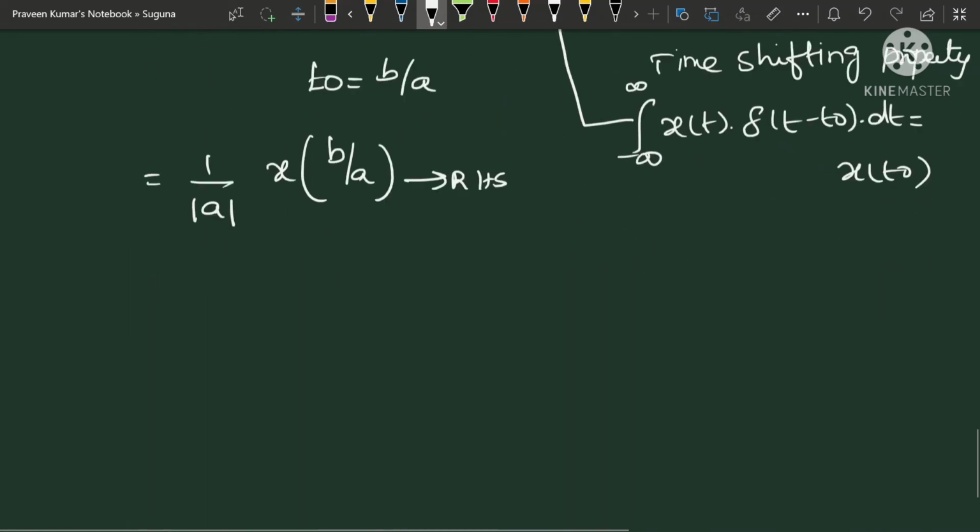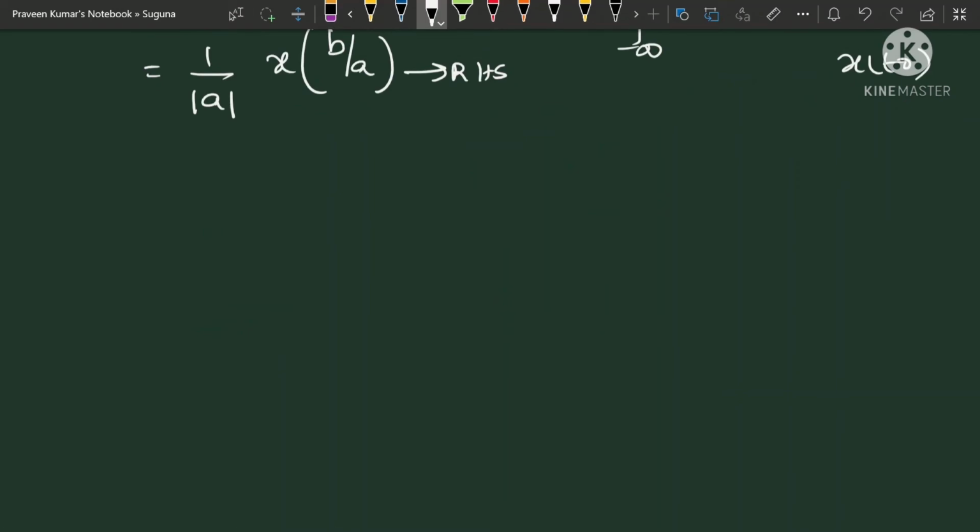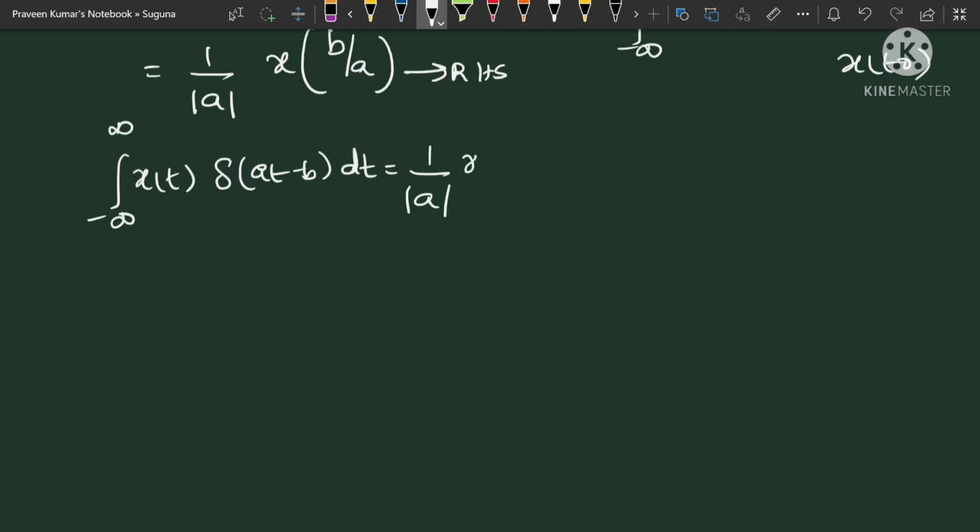So what is our expression? Integration from minus infinity to plus infinity of x of t delta of at minus b dt is equal to 1 by modulus of a times x of b by a, right? Hence proved. Let us take an example.